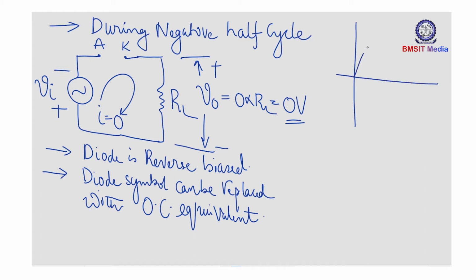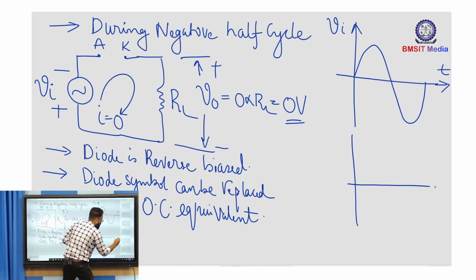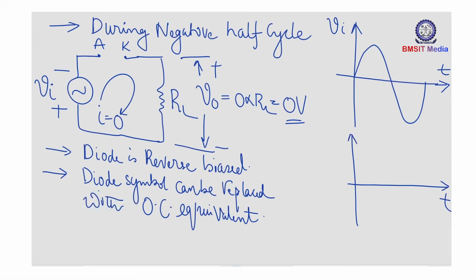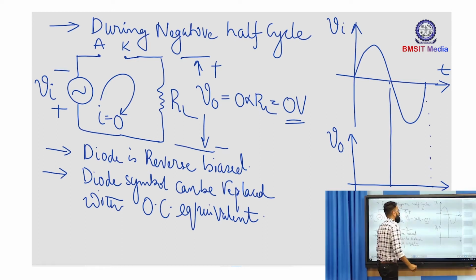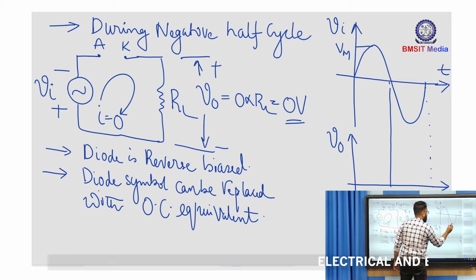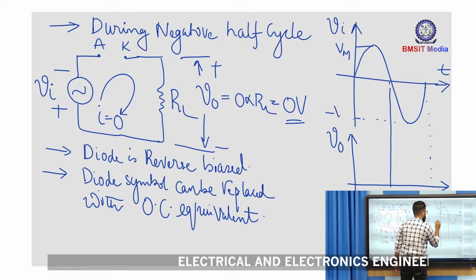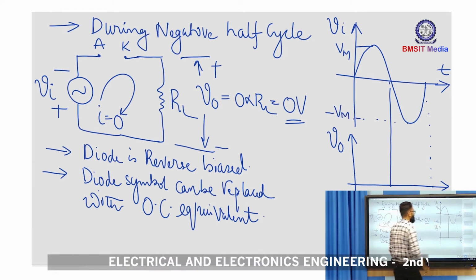So this is your input waveform, and just below the input waveform you can plot the output waveform. So this is the maximum value of the input Vm, and this is the maximum value of the input in the negative direction.